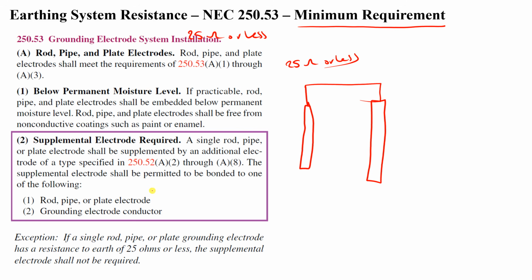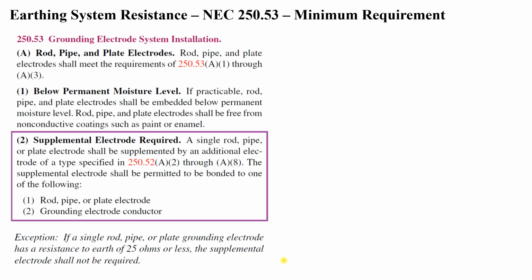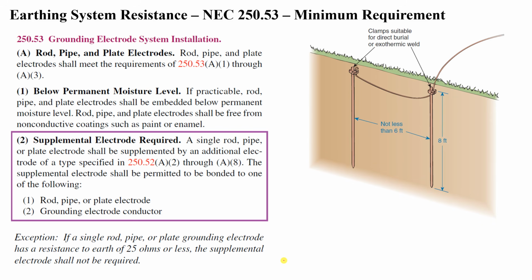Here, if the single rod is more than 25 ohms, it will become clearer from other standards or IEEE standards that I'm going to show you in the next slide. Anyway, this is the bare minimum. So you can have one rod if it has a resistance of 25 ohms or less.